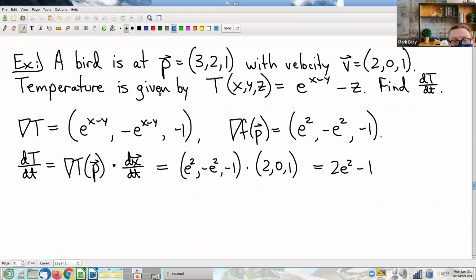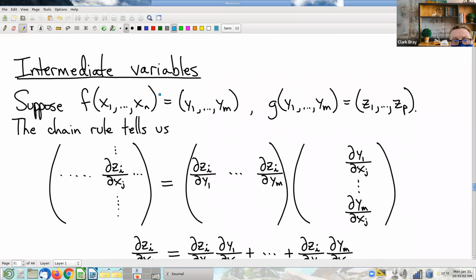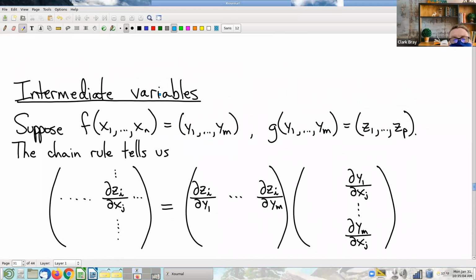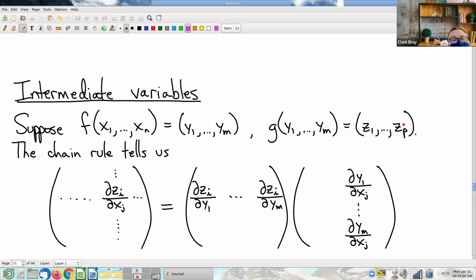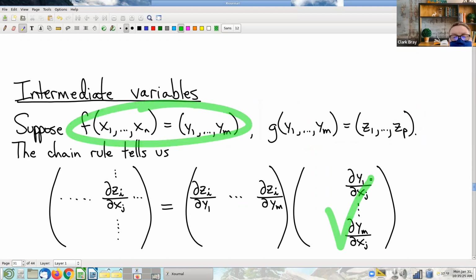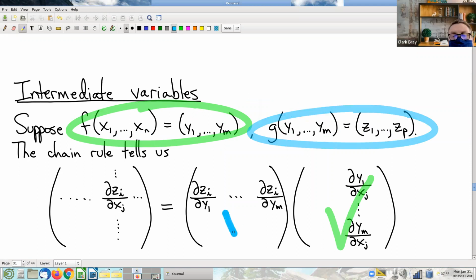Okay, so I'm going to give you a different point of view on the chain rule. I'm going to take a general case where I've got several inputs that lead to several outputs, which become the inputs for another function, which itself has several outputs. So this is our general case. I can look at the partials of this function, which gives me that matrix, and then the partials of this function, which gives me that matrix.